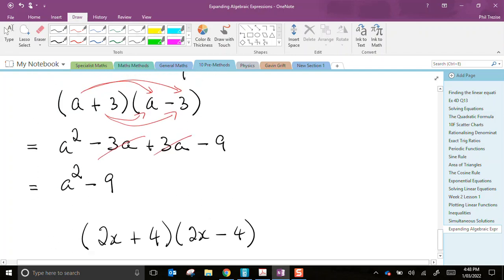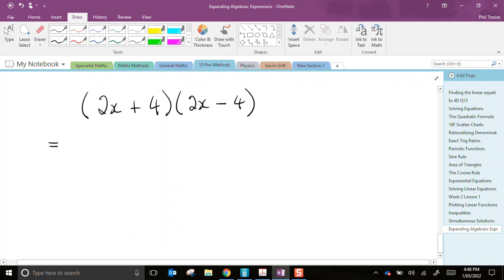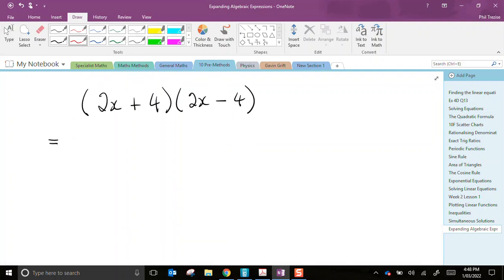What did we notice with our pattern? We noticed that the first term ended up being squared, a squared. The second term, 3, ended up being squared to become 9, and it was a subtraction between them. The two middle terms, the like terms, ended up being equal and opposite. The same thing will happen here. Now we'll do this one out in full. We'll do first by first, first by second, second by first, second by second. Let's see that the same thing happens.